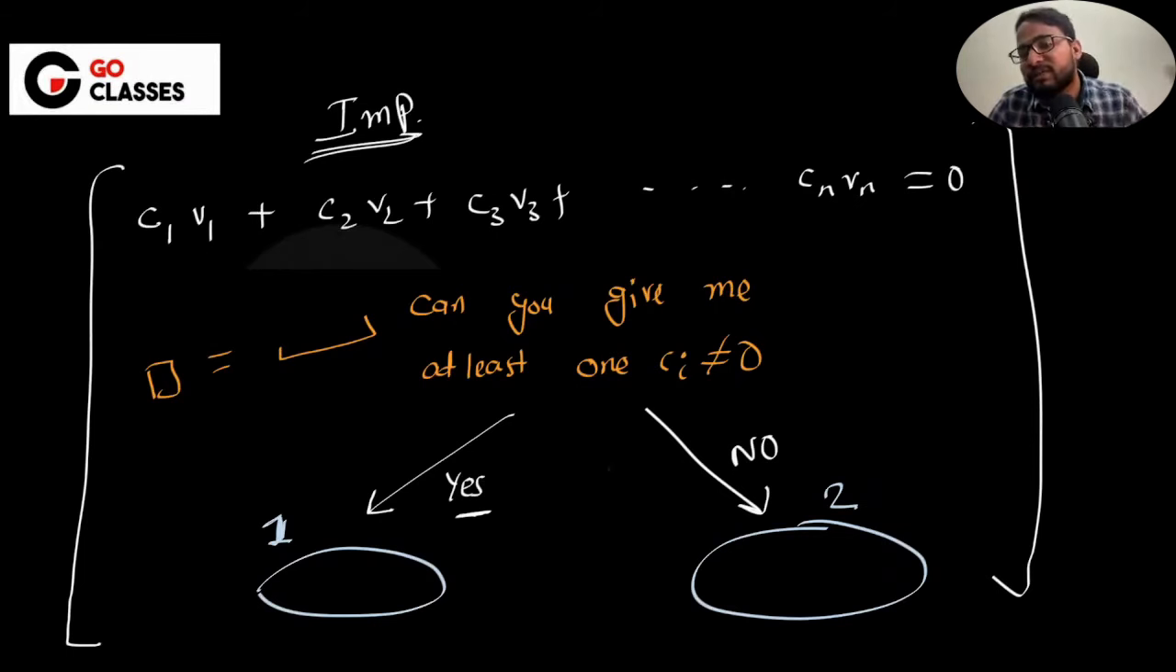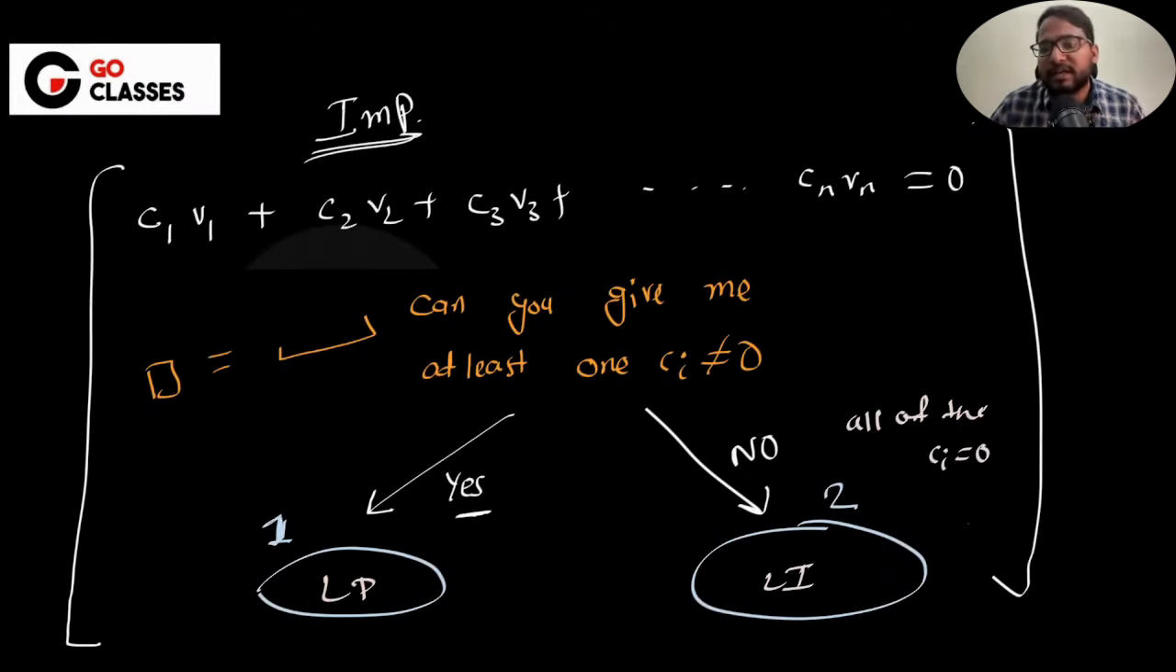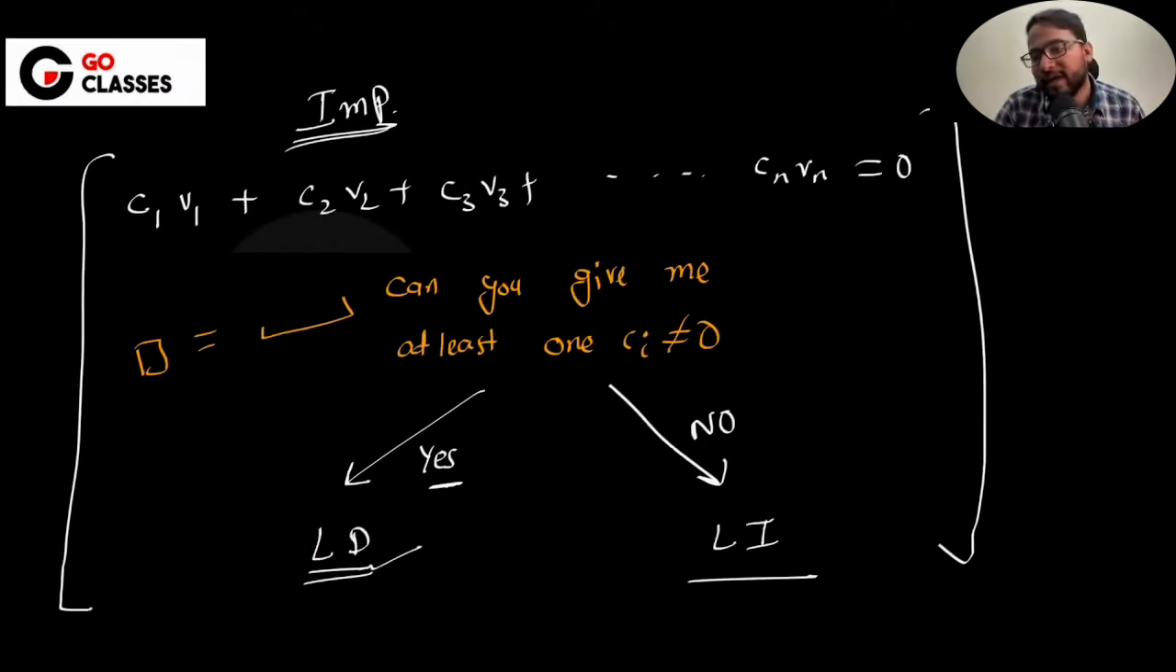So if they give you just one Ci, then linearly dependent. If they say, no, I cannot give you one Ci, it means all of the Ci are zero. Then it means linearly independent. Let me know, this definition is clear to everyone, right? So here, see, no means they cannot give you at least one non-zero Ci, which means this equation is getting satisfied only by putting all zeros. This is a trivial solution, right?